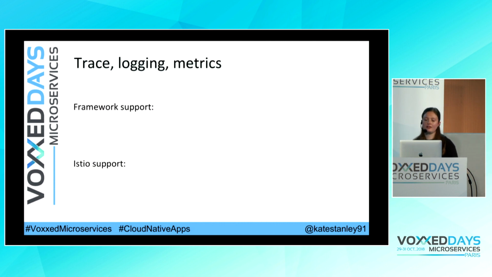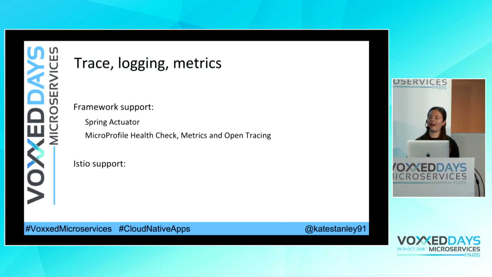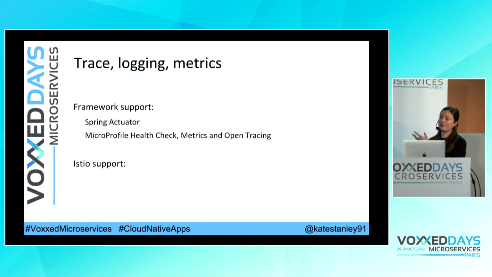Okay, so the final one is trace, logging, and metrics. So framework support, we have the Spring actuator. I showed you that earlier. And for MicroProfile, they've got a few different things: health check, metrics, and open tracing. I think the Spring actuator has some other pieces in there, but MicroProfile, they name them all separately. And these will come as default when you generate a MicroProfile or a Spring application. When you get started, these are just ready for you to use.